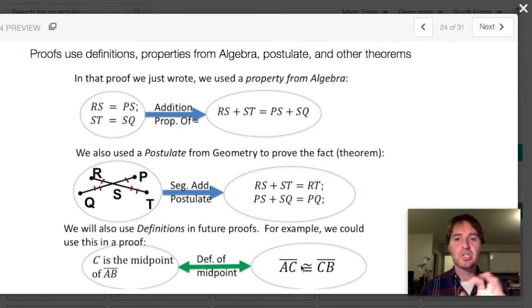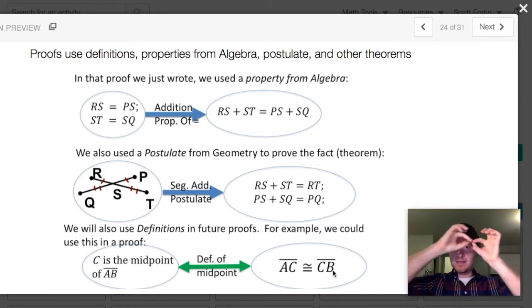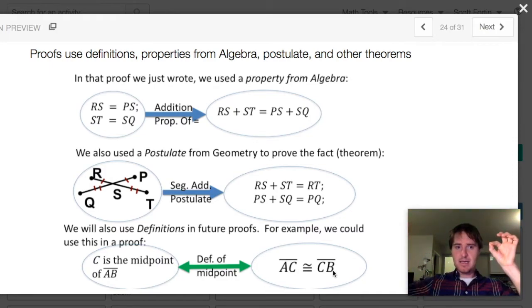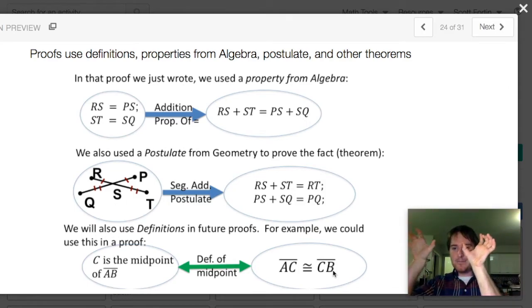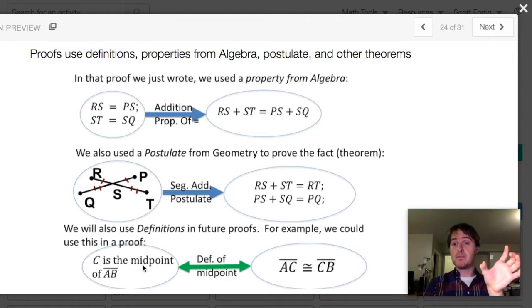And remember, definitions work the other way too. If we know that segment AC is congruent to segment CB, and A, B, and C are all collinear, and we know that AC and BC are congruent, we would also be able to conclude that C is the midpoint of segment AB, and that would be a way we can use a definition.